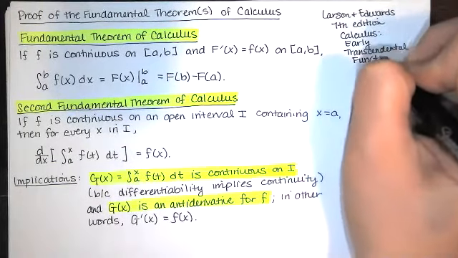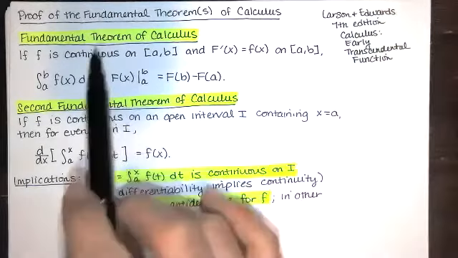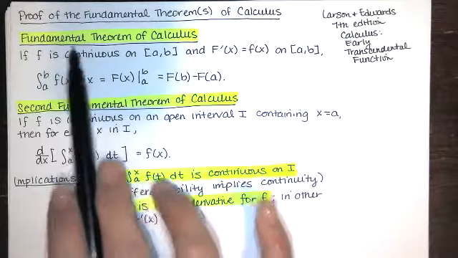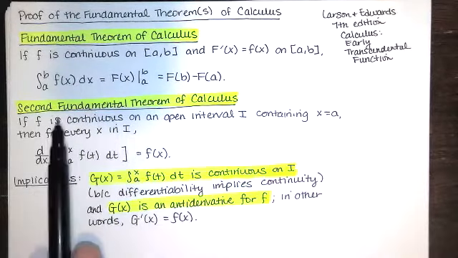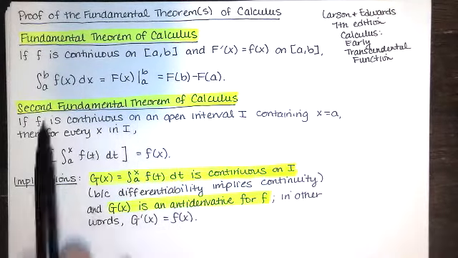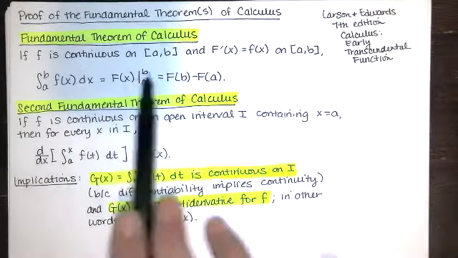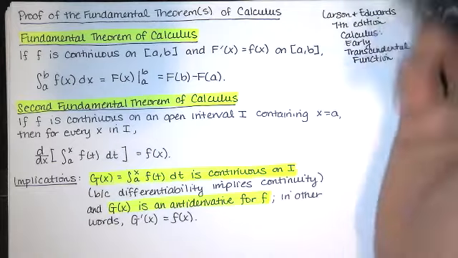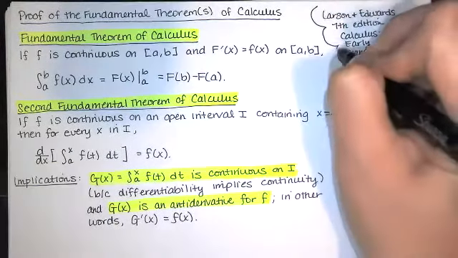Different textbook authors label these differently. Sometimes this is called Fundamental Theorem of Calculus Part 1, and this is called Fundamental Theorem of Calculus Part 2. That's the way I was taught it, in that order, this one first, then this one. Larson and Edwards like to show you this one before this one. Either way is fine.